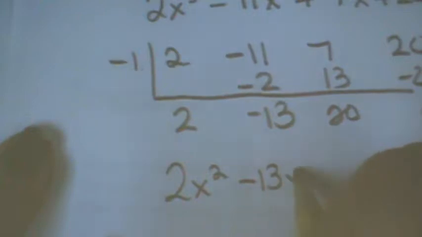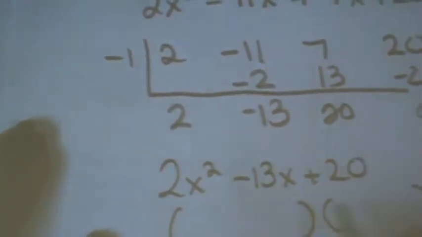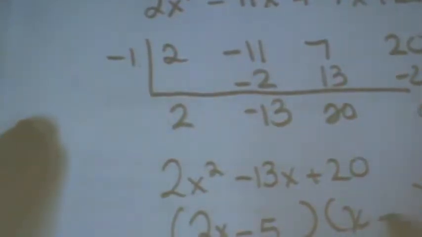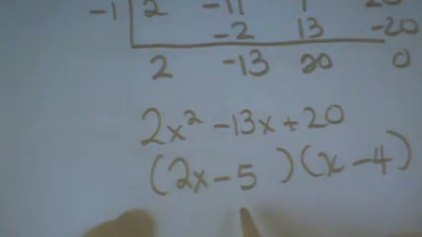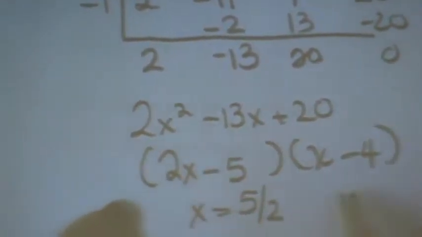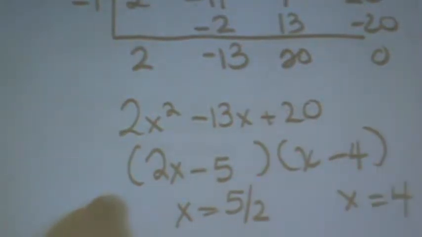Now what's left? 2x squared minus 13x plus 20, and this factors, you end up with 2x minus 5 and x minus 4. This is just simply factorable, so 5 halves is a 0 and 4. These are rational zeros, 5 halves or 2.5 and 4. 5 halves and 4 points.